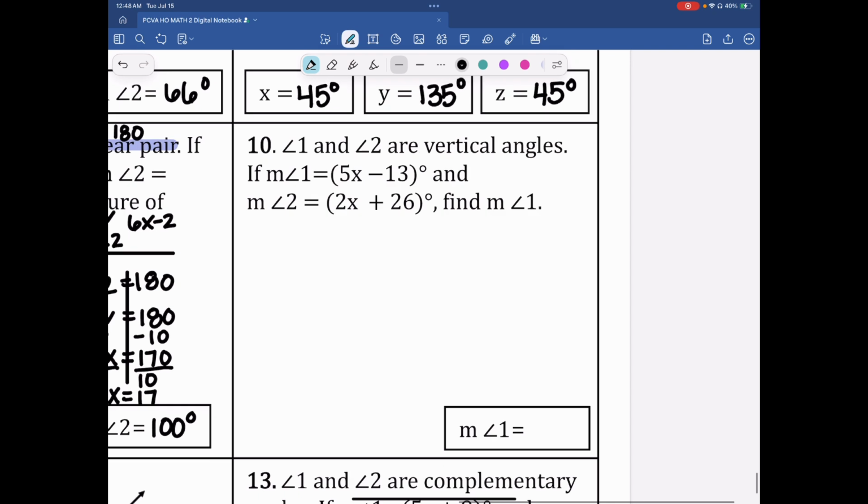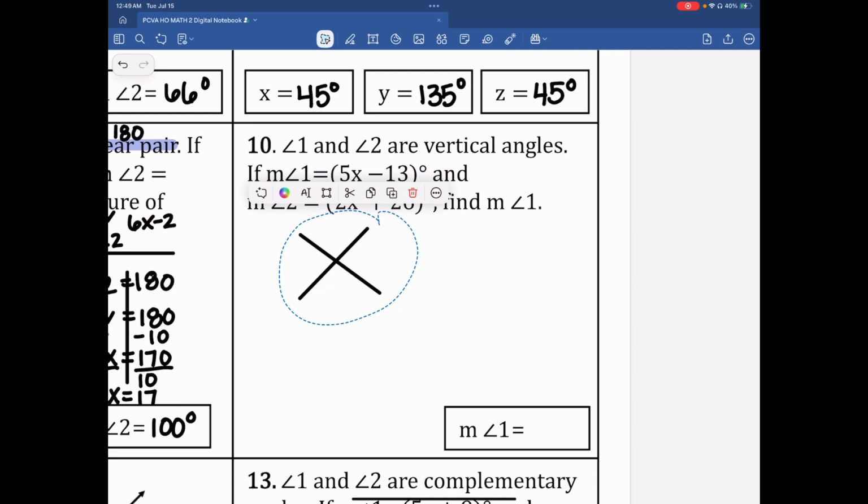All right, number 10 says the angle 1 and angle 2 are vertical angles. So I'm going to draw a sketch here just like I did previously. And vertical angles, remember, are congruent to each other. They're opposite.